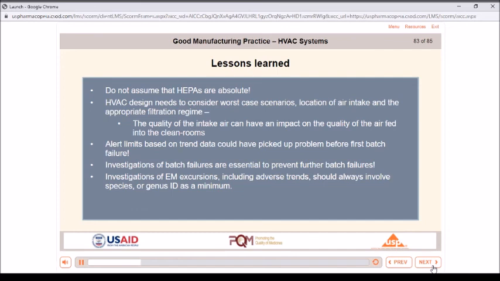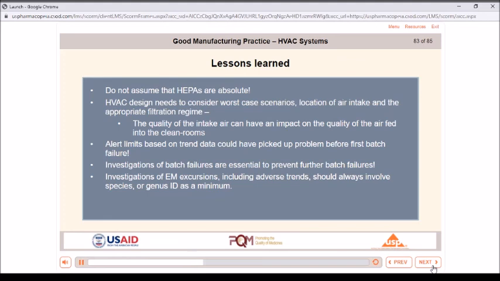2. The design of the system, the location of the air intake, the pre-filtration, and the grade of HEPA required should not only consider the grade of clean room that is required, but also the activities being performed in the clean room. The available guidances are intended as minimum requirements, and a risk-based approach based on worst-case circumstances is often needed. 3. Alert limits should be based on historical data.